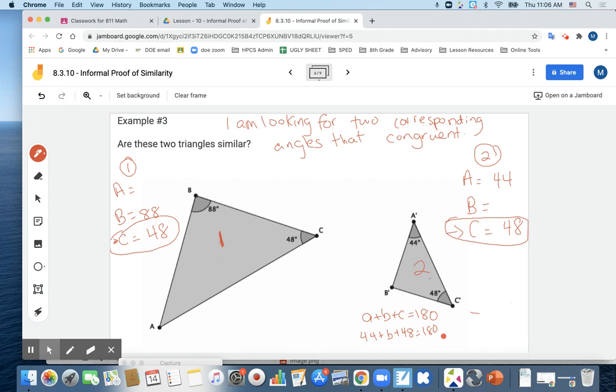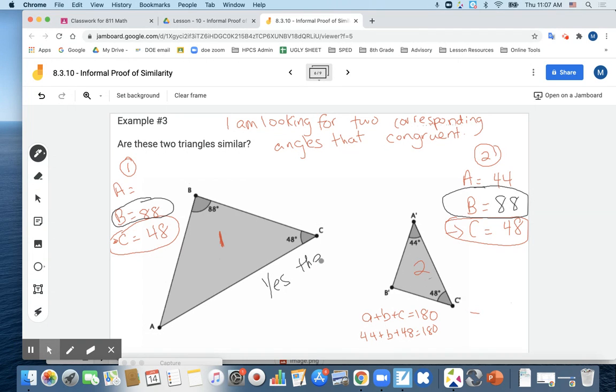So now I have to find the missing angle. So I'm going to add up 44 plus 48, and then I'm going to subtract from 180. So my missing angle is 88. So I'm not going to even find the missing angle here because I could see right away that now they have another angle that is congruent, a corresponding angle that is congruent.